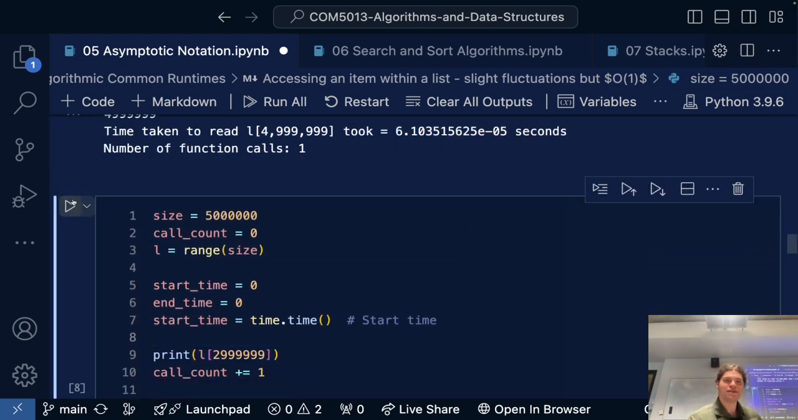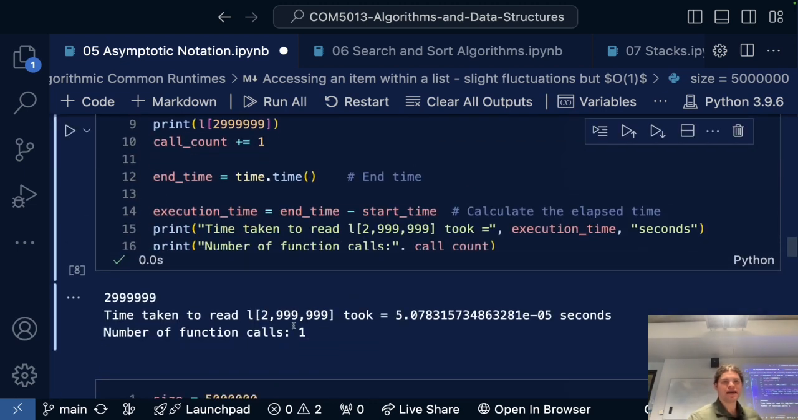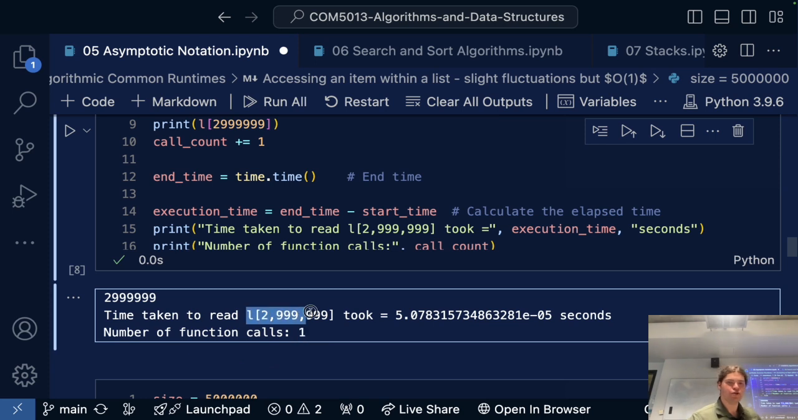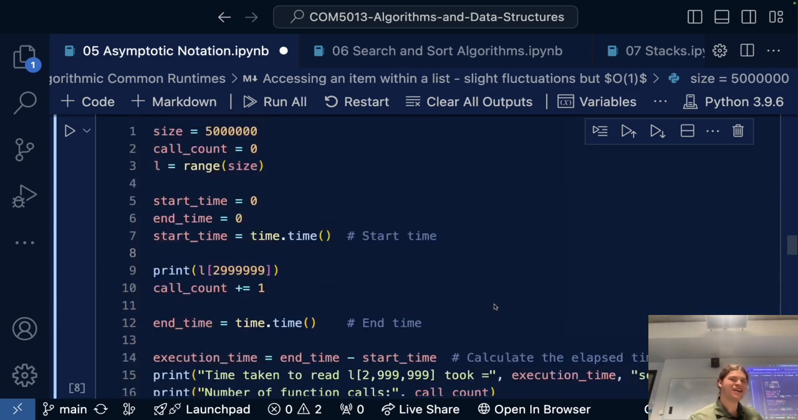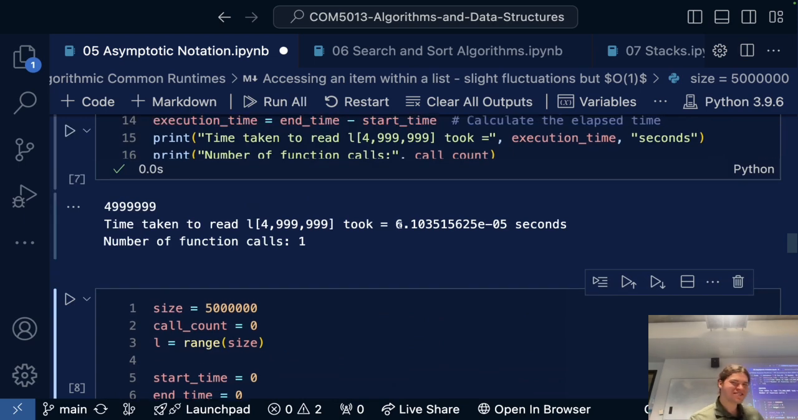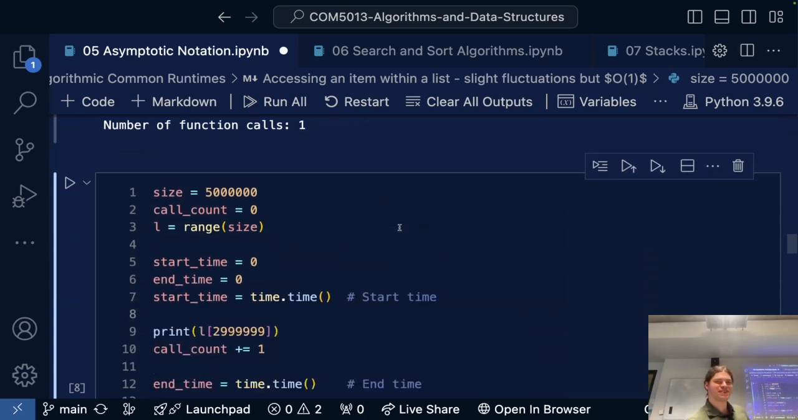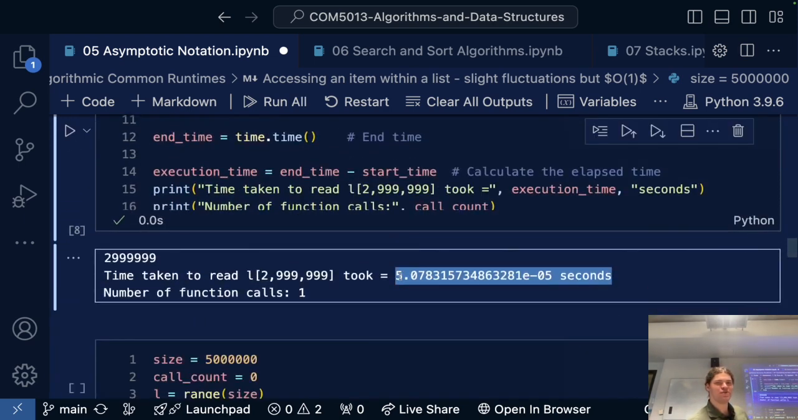Same thing for the middle of the list. Okay, one call again for 2,999,000, so the midpoint roughly of the list, or maybe technically a little bit over the midpoint, but you get the principle. I'd have to go to 4,999,999 to get to the midpoint out of 5 million. But again, fractional. A slight nuance here: it took slightly less time, 1 nanosecond less maybe.